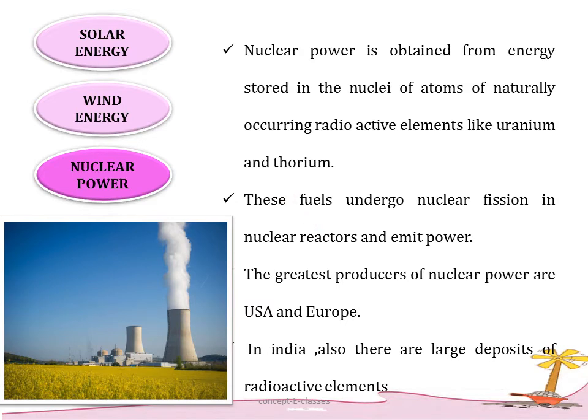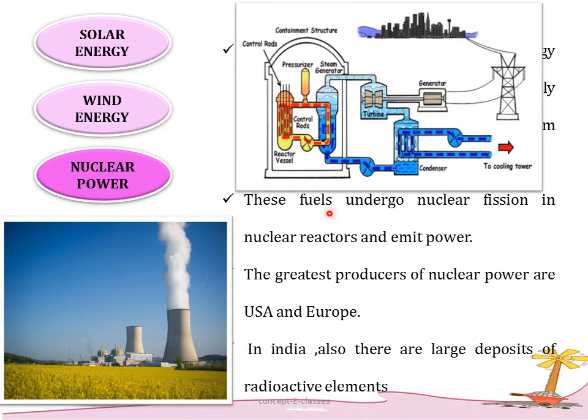Now these fuels undergo nuclear fission in the nuclear reactors and emit power. So what happens here is that nuclear fission takes place inside the nuclear reactor. So what is nuclear fission? Nuclear fission is a nuclear reaction in which a heavy nucleus splits spontaneously with the release of energy. So the nuclear power plants use this heat produced in nuclear fission to produce steam. Then the steam is used to spin large turbines that generate electricity.